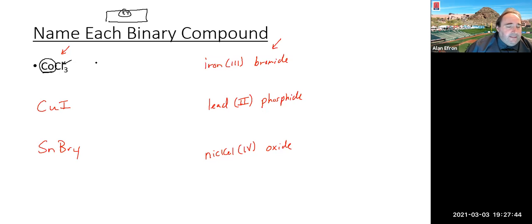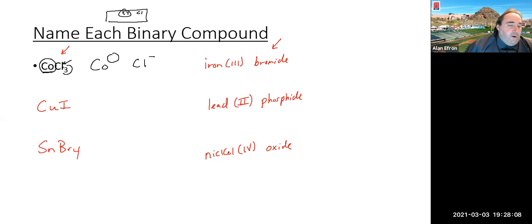So what that means is, again, at this point, we may not know what the charge is on the cobalt, but the good news is we do know what the charge is on the Cl. Cl is over here in group 7 on the periodic table. And because it's in group 7, we know that Cl basically carries a -1 charge.